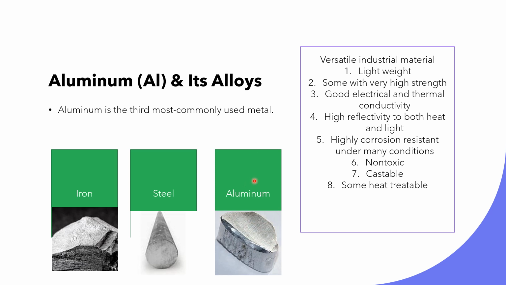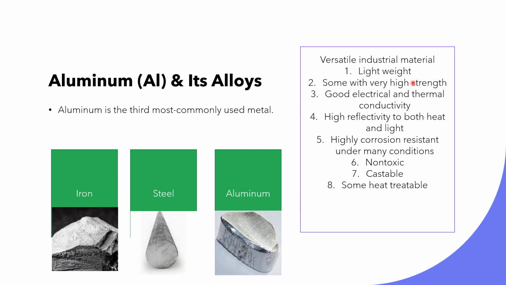Okay, so let's get back to aluminum. It's a very versatile industrial material. When you take a look at the properties, you have to get all of this. They all look alike, so just pay attention. When I was a student, I made a chart and wrote them down so I could see the differences between them, the properties and their uses.